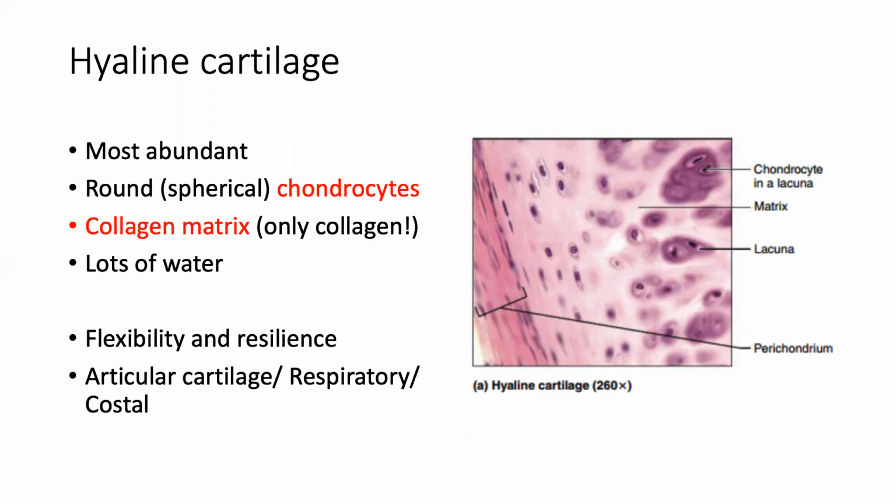The chondrocytes are usually round. The matrix is made of collagen only, with no fibrous layer, and it contains lots of water. Therefore, it gives a clear color on the histology slides. It is for flexibility and resilience. It is found in articular cartilage, respiratory tract cartilages, and costal cartilage.